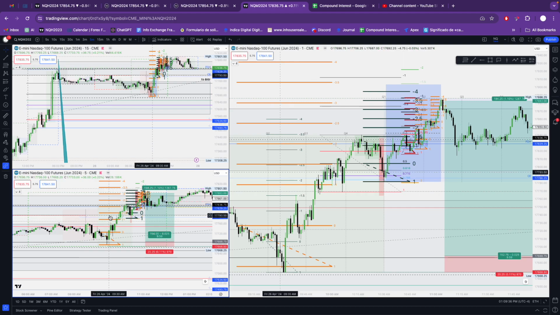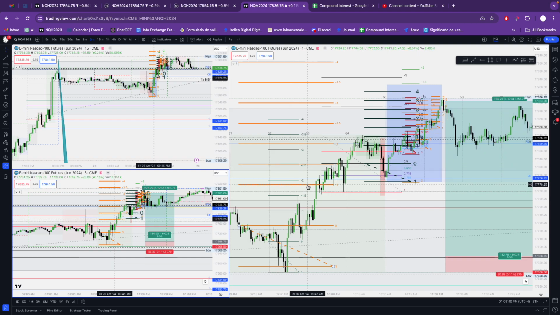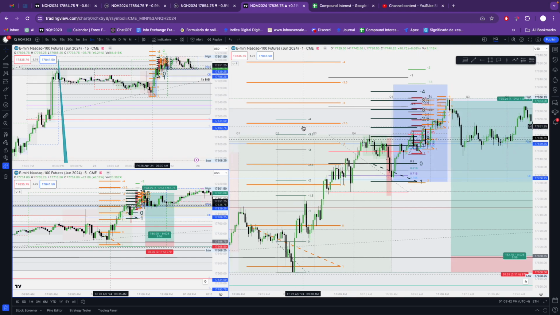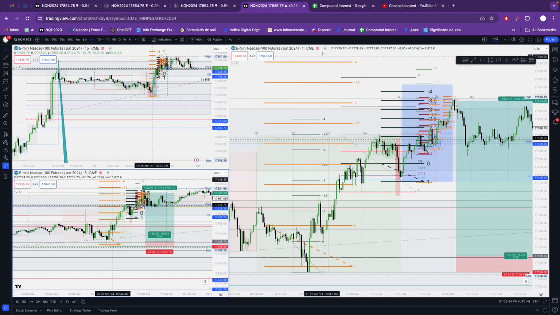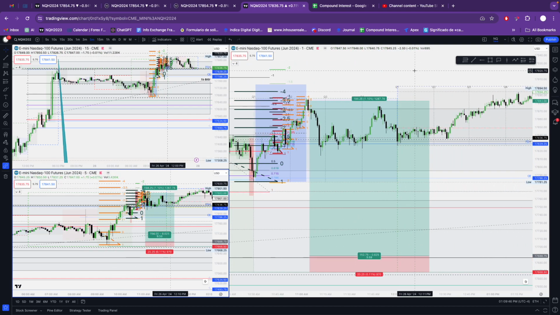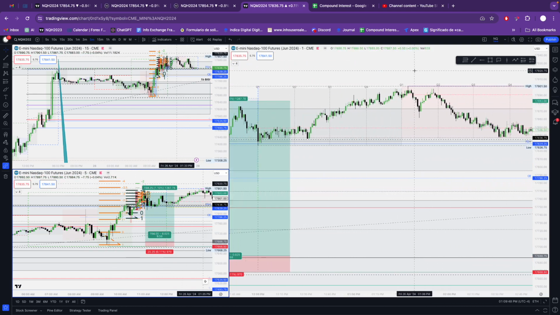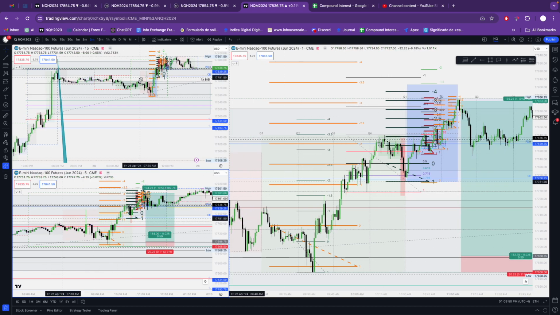Look at our projections. -1, -1.5 is our first area for retracement. 2.5 is the area for reversal, and 4 is our terminus, where we came close to hitting, but not quite.